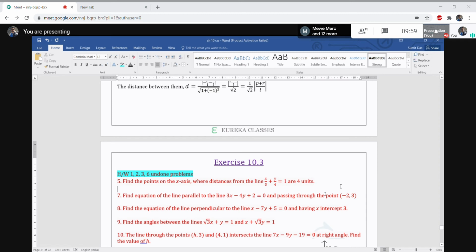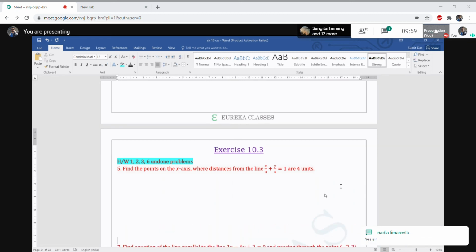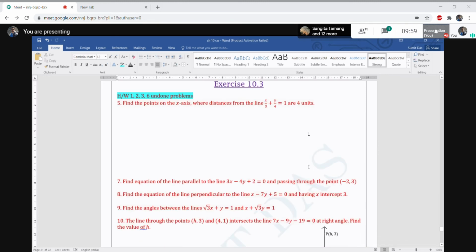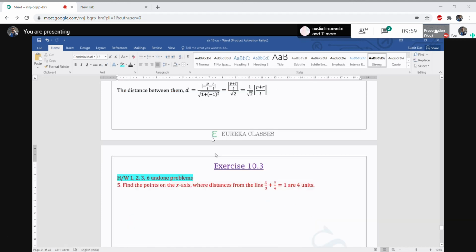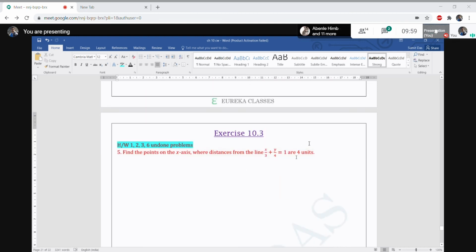So let's come to the first question. Question number 5. If you have your book, better to open the book. Page number 235, question number 5. Find the point on the x-axis whose distance from the line is 4 units. So we have to use the distance from the line formula. But here we don't have to find the distance, here we have to find the point.